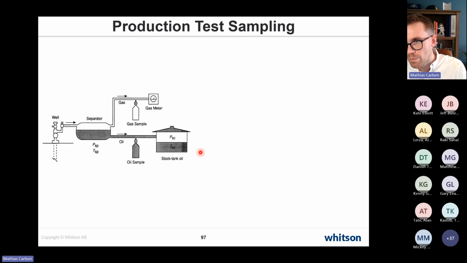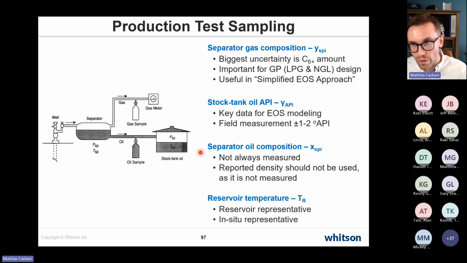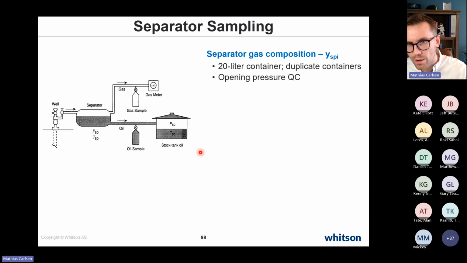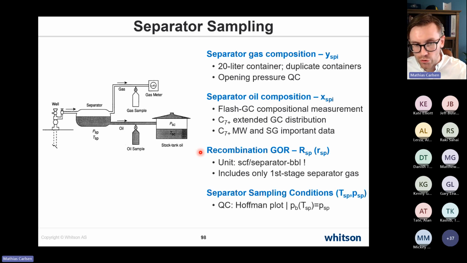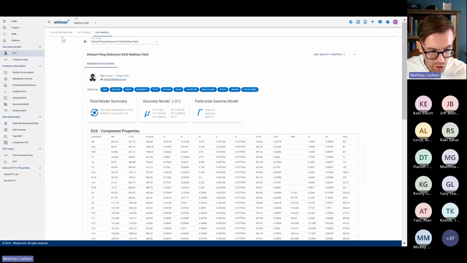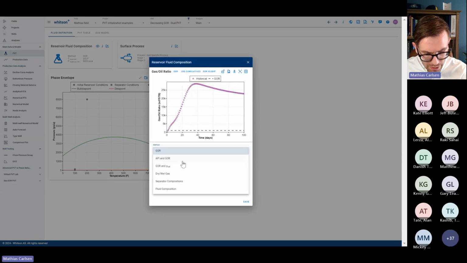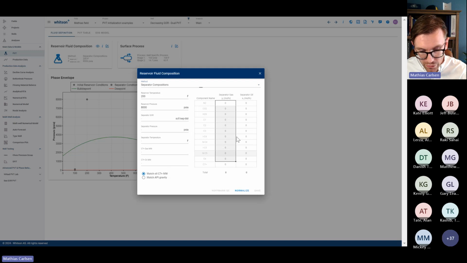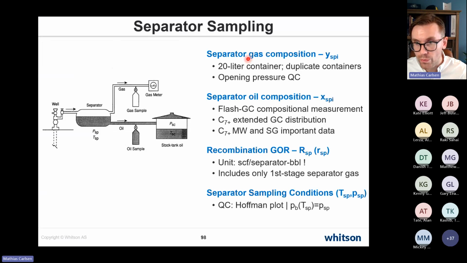When it comes to different types of samples that we often have, we have production test sampling. Depending on where you are in the world, we can have many of those, and we can use them. We get stock tank APIs, etc. from that. Separator sampling costs a little bit more, but it gives you the separated oil and the separated gas that you can use also in, for instance, the Whitson Plus software. Instead of inputting the GOR, you could say, okay, I would actually like to input the separator compositions here, separated gas, separated oil, and then the software does the recombination for you.